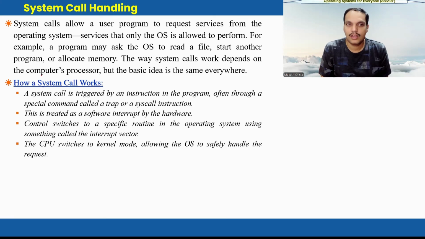First, a system call is triggered by an instruction in the program, often through a special command called trap or a syscall instruction. So a system call is triggered by the special command you write in the program. This is treated as a software interrupt by the hardware. So it will identify that this particular system call is generated and it is categorized as a software interrupt.